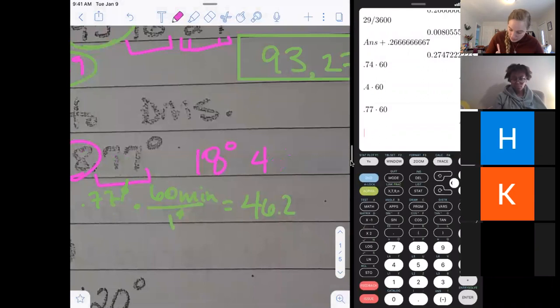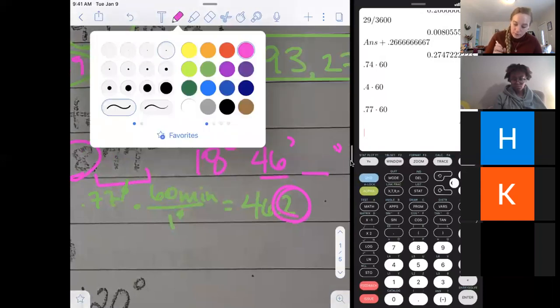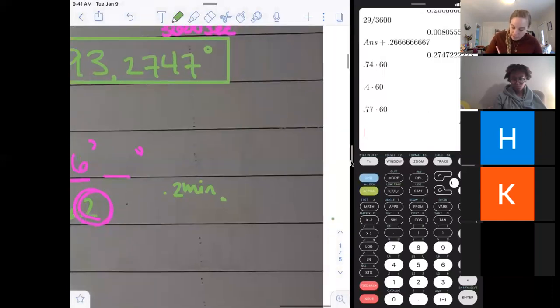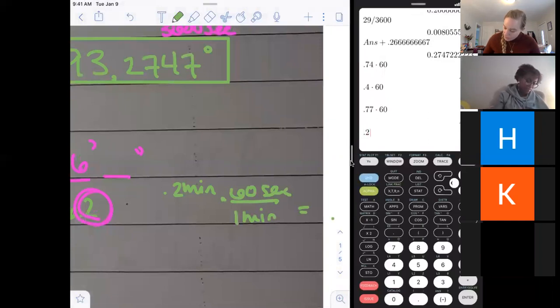Why is that so messy? And now we're going to do our 0.2, excuse me, to find out how many seconds we have. This is 0.2 minutes, and so I need to go from minutes to seconds. In 1 minute, there are 60 seconds. And so 0.2 times 60 is 12.